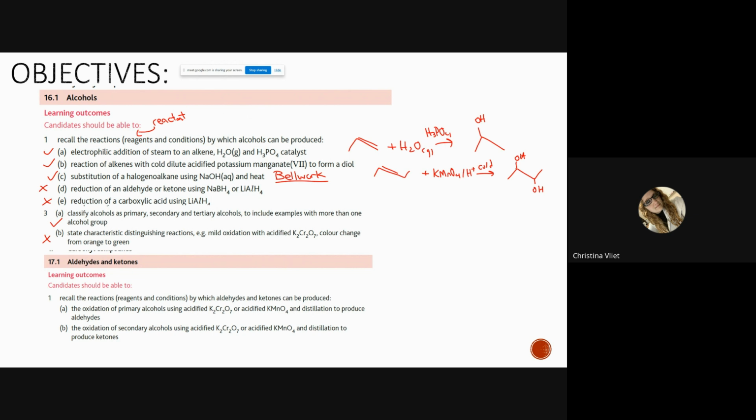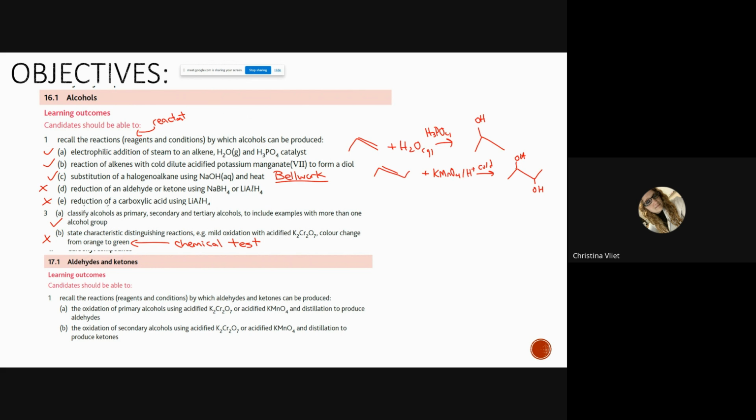State characteristic distinguishing reactions and the color change. This is a chemical test that you will want to write a flashcard on and that we're going to do a lab on in a few weeks. Not next week, but the week after.